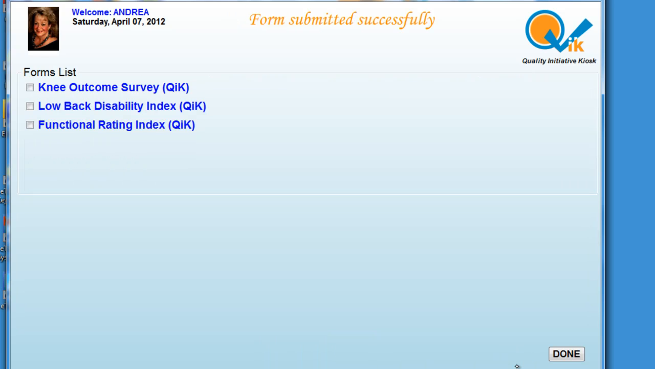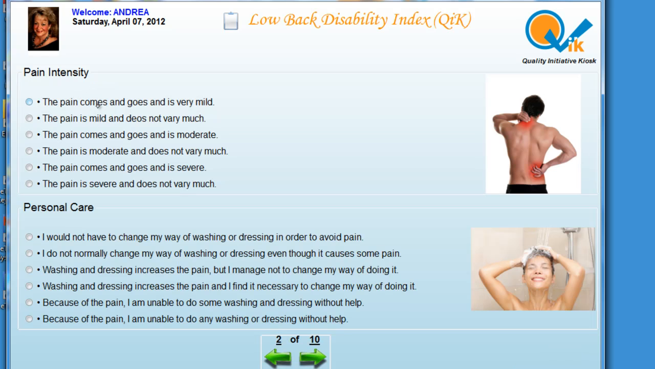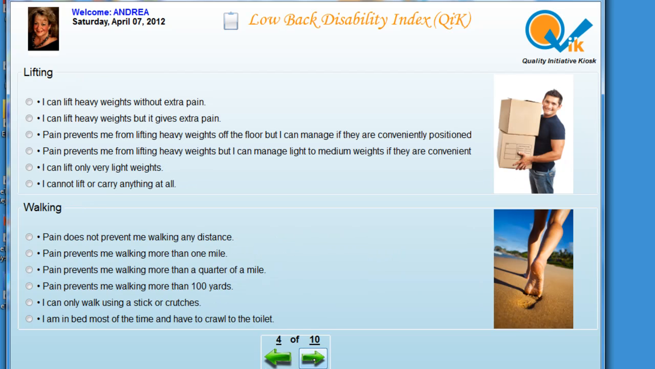After the daily encounter notes, the patient is prompted to fill out any functional assessment forms the provider had assigned for them in ChartTalk. In this demonstration, we will be using the Low Back Disability Index form. You may recognize the standard form used here. QIK will walk the patient through the functional assessment step by step and score and store the form in ChartTalk automatically.